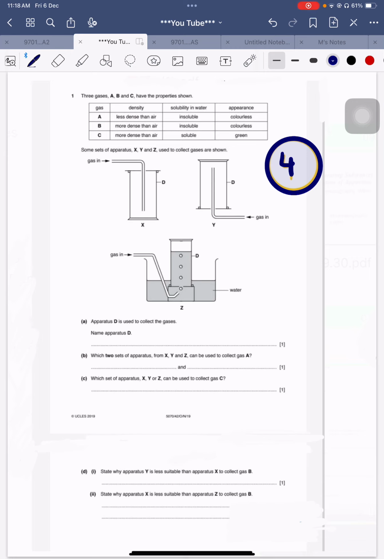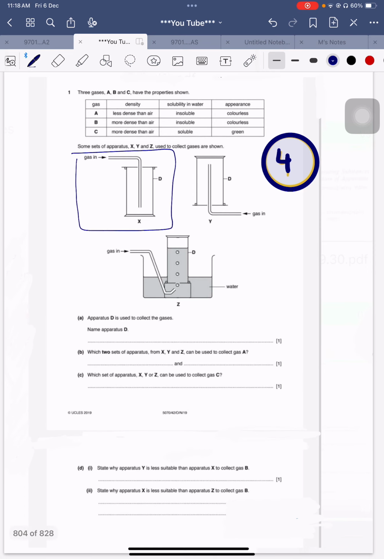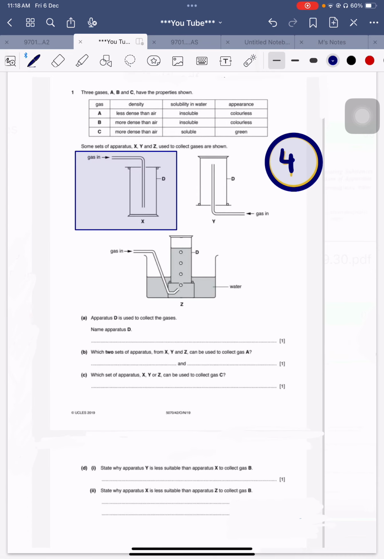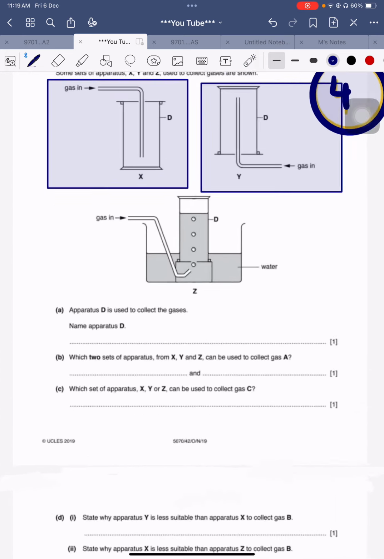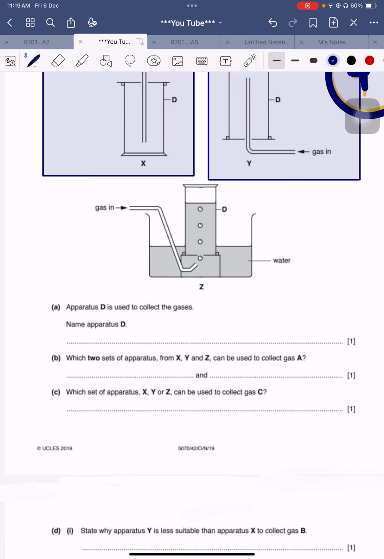It is a question related to gas collection. The X method is related to those gases which are heavier in mass and go down. Whereas the Y method is related to gas which is lighter in mass and goes up. Z is a method for those gases which are insoluble in water, so they can be collected through water. Okay, let's see. Name the apparatus D here. It is the gas jar, in which the gases are being collected.